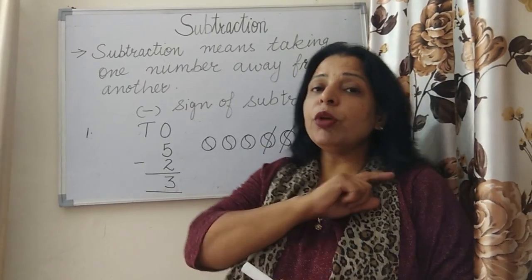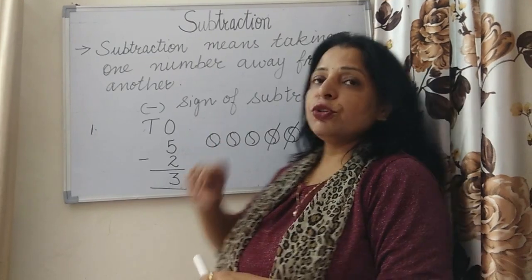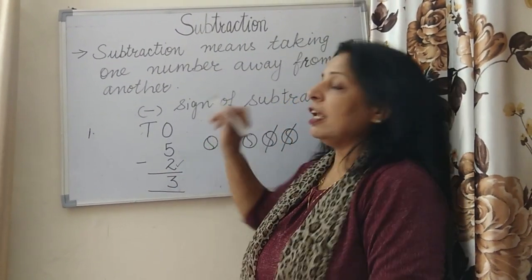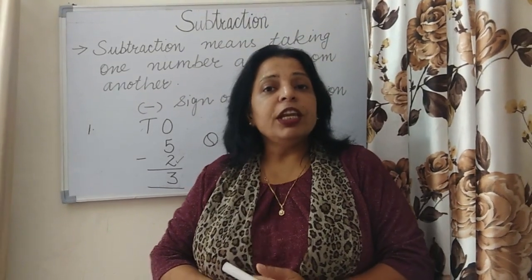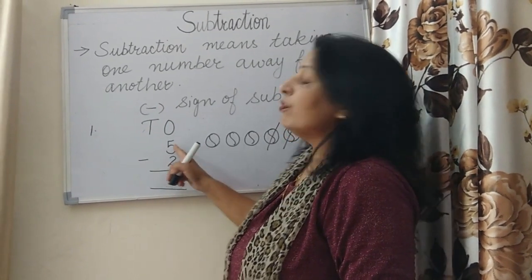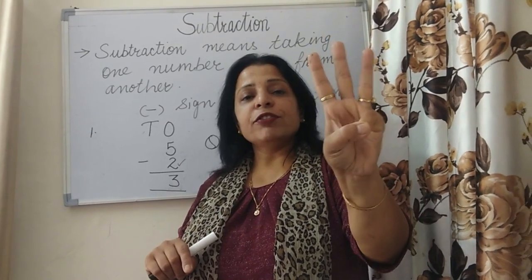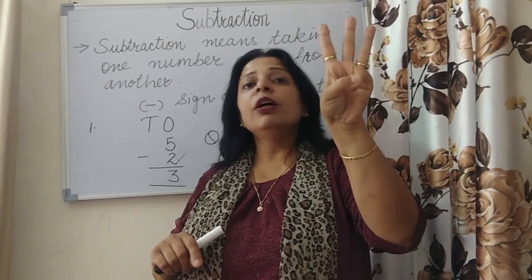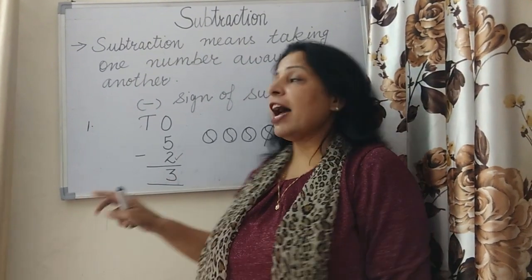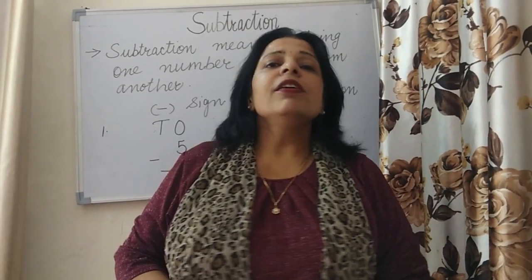But there is one more method. Let's try that method also. 5 minus 2. What will you do? You will start counting from 2 till 5. Start counting, straight counting, not backward counting. From 2 to 5. After 2: 3, 4, 5. So how many fingers have we taken out? 3. So what will be the answer? 3. Now Sarang has 3 balls. We have different methods to solve subtraction.